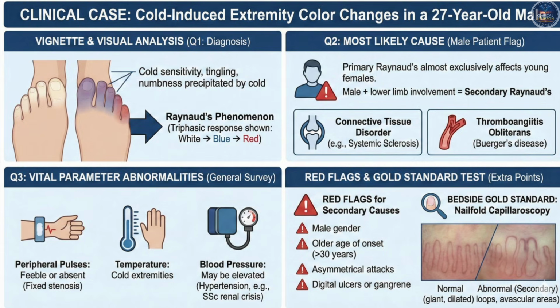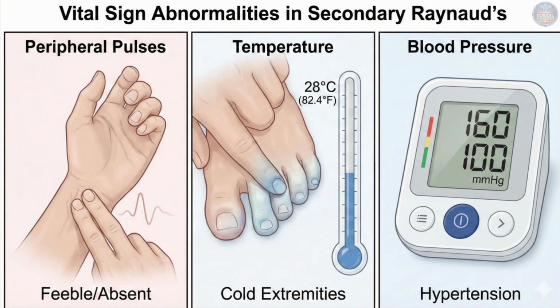If asked for the bedside gold standard test, mention nail fold capillaroscopy. In primary Raynaud's, the capillaries are normal. In secondary Raynaud's, especially in systemic sclerosis, you see giant dilated capillary loops and areas of avascular dropout.